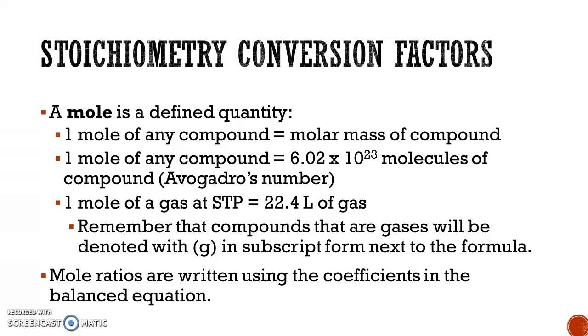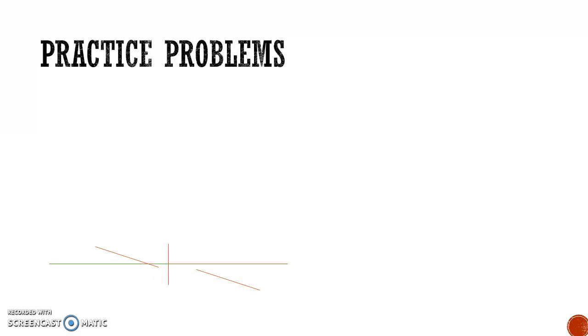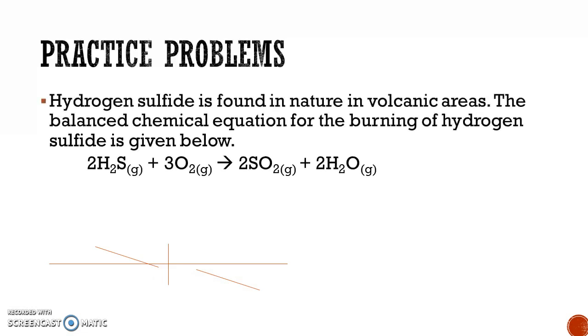The last conversion factor we can use is the mole ratio, which is written using the coefficients in a balanced equation. This is the conversion factor used to change compounds when working a problem. So let's look at our first reaction. The balanced equation here represents the reaction that occurs in volcanic areas when oxygen gas reacts with hydrogen sulfide to produce sulfur dioxide and water. You may want to write down the equation because we will be using it for our other problems also.